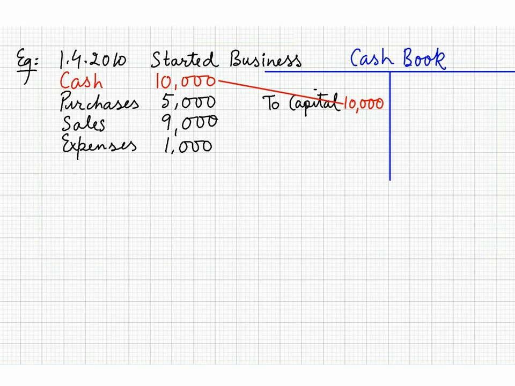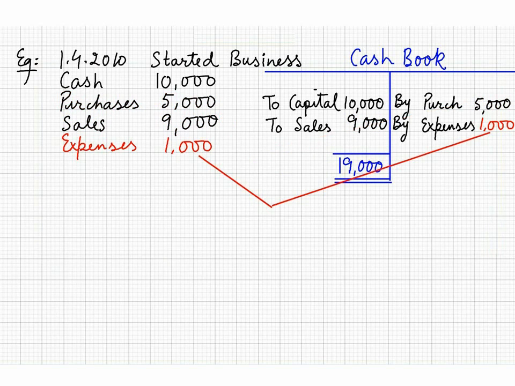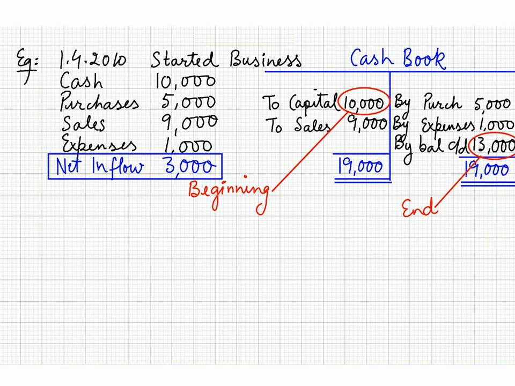To capital 10,000, to sales 9,000, total 19,000; by purchases 5,000 rupees, by expenses 1,000 rupees, by balance c/d 13,000 rupees. It means in the beginning of the year the cash was 10,000, but at present, after 1 year, the cash is 13,000. It means there is a net inflow of cash of 3,000 rupees.